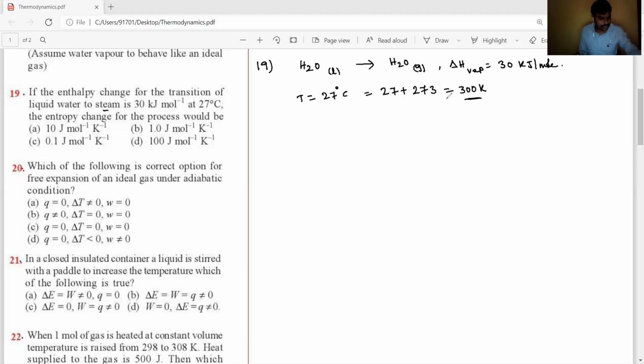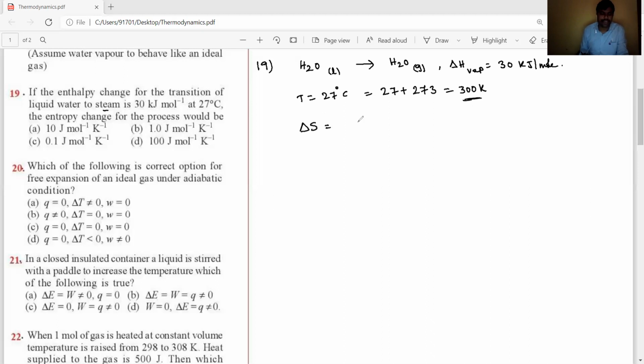The temperature is 300 kelvins. Okay, students, 300 kelvins temperature is present. The entropy change for this phase transformation, delta S, is what we have to find out.